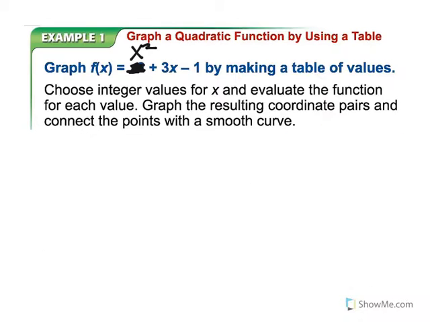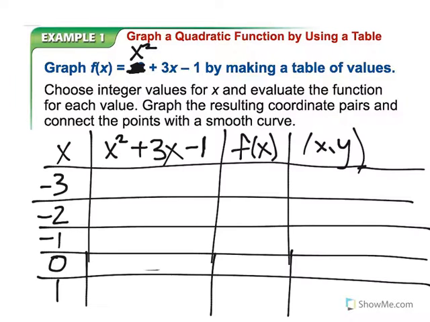So let's try our first example. We need to graph f of x equals x squared plus 3x minus 1 by making a table of values. It doesn't matter which numbers you choose, but the best ones usually are a couple of negative numbers that go through 0 and 1. So I'm going to put a table up here and just choose some x values. It doesn't matter how many points you choose, you want to choose enough so that you can actually get a good curve. Once you choose your x points, you want to plug them into your original function so you can figure out what y values you have to use.